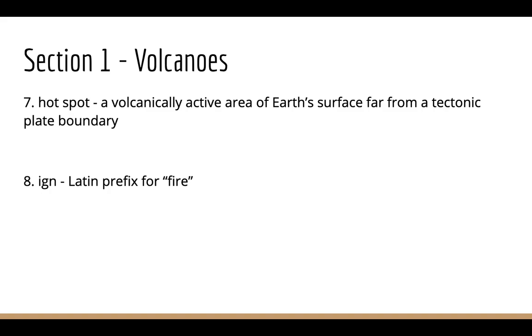Next we have hotspot, and then the Latin prefix ig. So hotspots are pockets or plumes of magma that rise up from the mantle, and then they rise up into the lithosphere. And though this is far away from any tectonic plate boundaries, which is kind of a unique sort of geologic activity, the islands of Hawaii serve as a great example of this. The Latin prefix for fire is ig. Think of an igneous rock like a basalt or a granite. Those are formed when magma or lava cools. And again, that's where that prefix comes from.